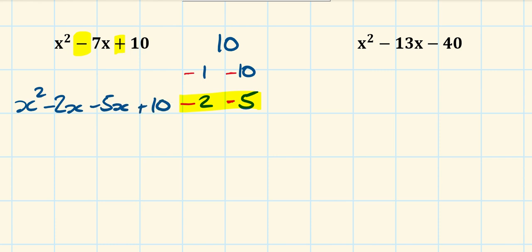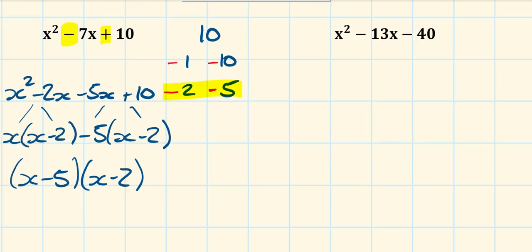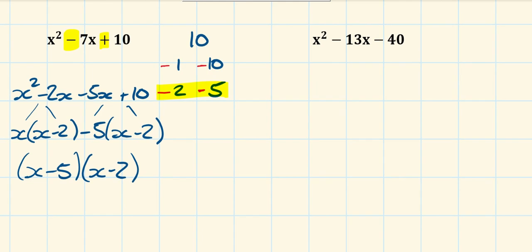Now factorize it. Take out x by x minus 2, minus 5 and x minus 2. Okay, and combine them, x minus 5 and x minus 2. So you can see here very clearly how these two will always break down like this. Okay, and you're left with two brackets at the end. Now just one more before we go over these again.